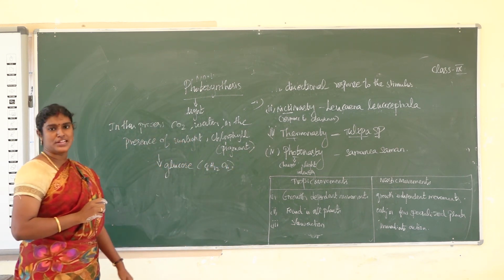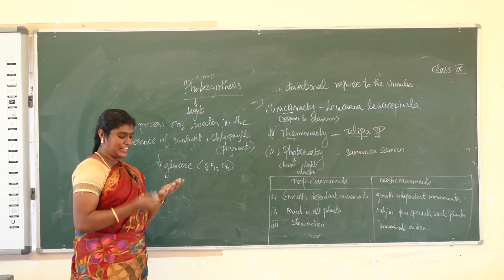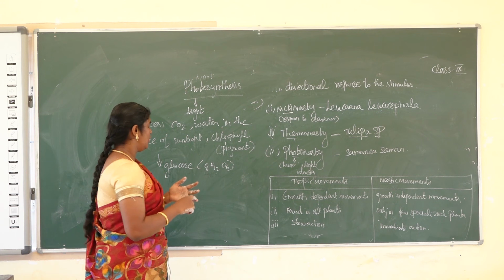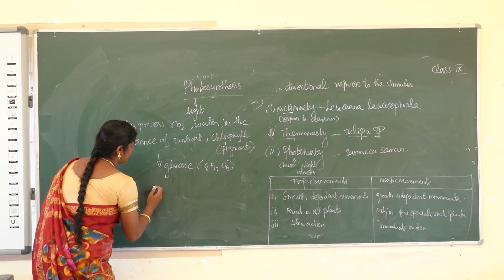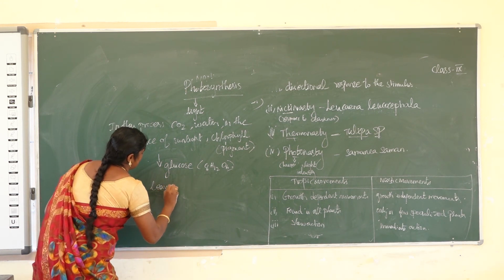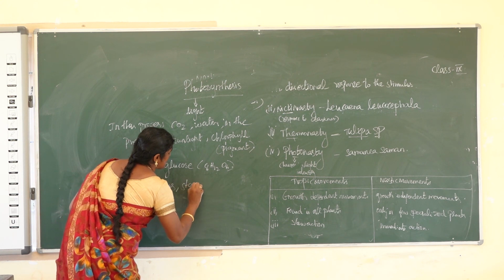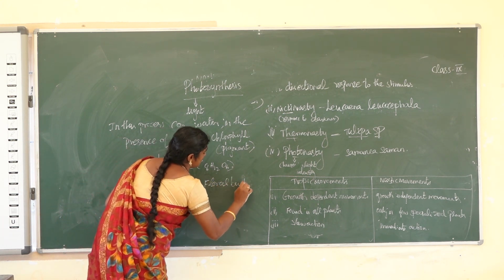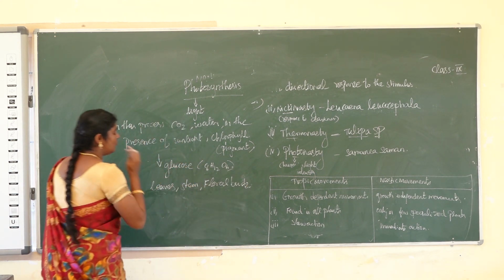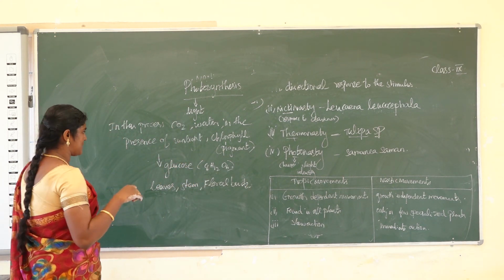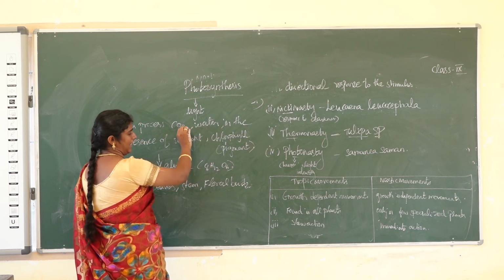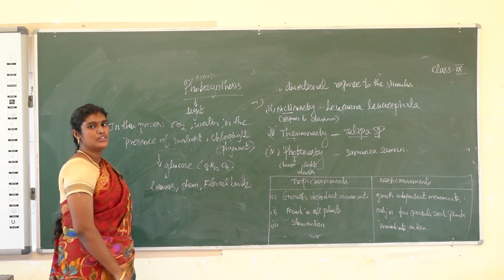Where does photosynthesis occur? Photosynthesis occurs in leaves, stems and floral buds. What is needed for photosynthesis? Sunlight, chlorophyll, water and carbon dioxide are very, very important. Thank you, students.